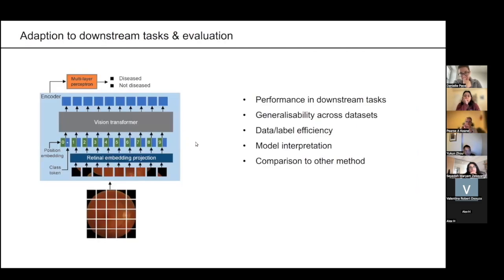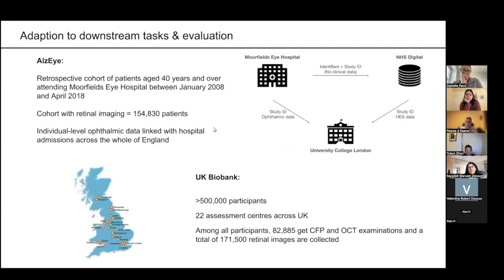After the first stage pre-training, we then start to evaluate if the models can really work in diverse downstream tasks, and how it performs with some tests or analysis about the model generalizability, data label efficiency, etc. To do that, we only need to keep the encoders and concatenate multi-layer perceptrons for the classification tasks.